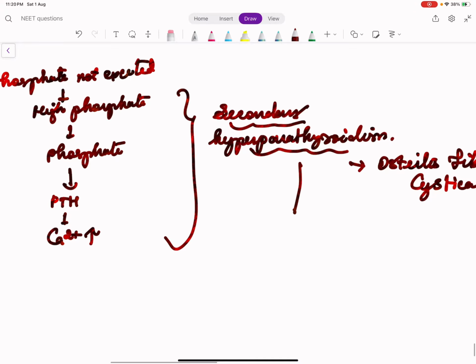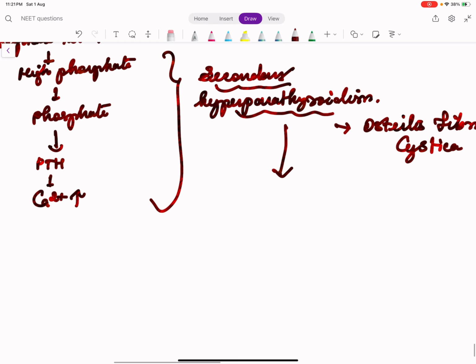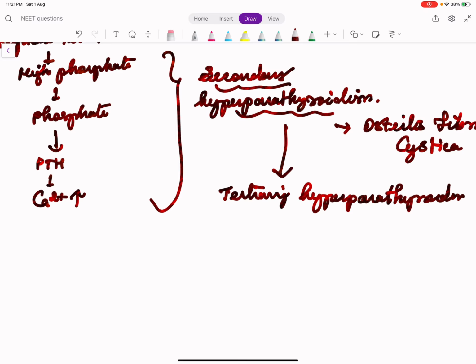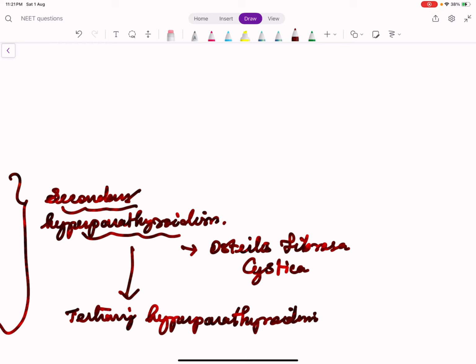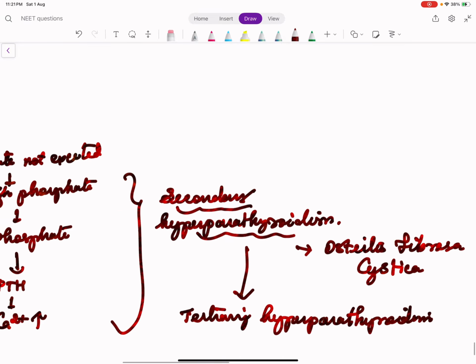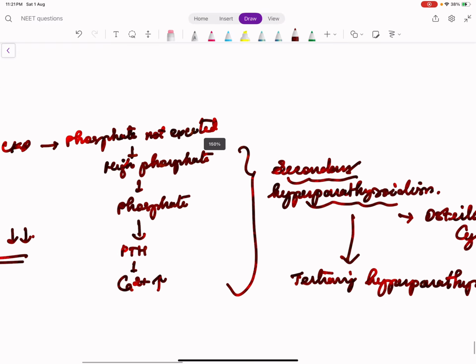Now what happens when secondary hyperparathyroidism lasts for a longer time? Some of the parathyroid tissue starts to secrete PTH on its own. So that is called tertiary hyperparathyroidism. Remember we discussed primary, secondary in endocrine diseases. Primary is the problem with the gland itself. Secondary is a problem with the pituitary. There is some discussion that there is a disease called tertiary diseases, like tertiary hyperparathyroidism is a problem with the hypothalamus. But in calcium homeostasis, that is different.